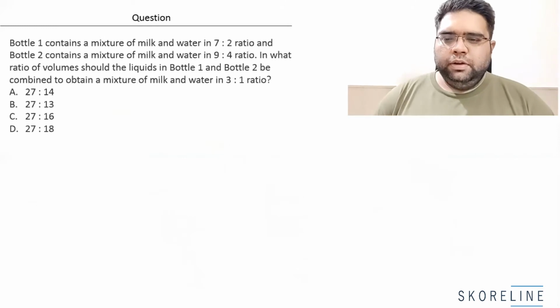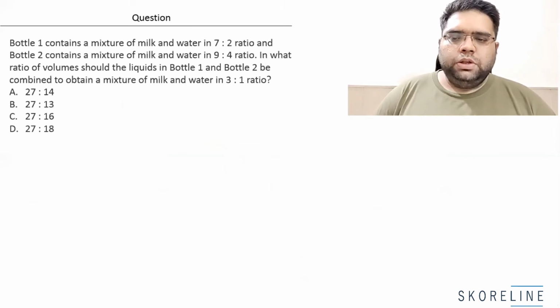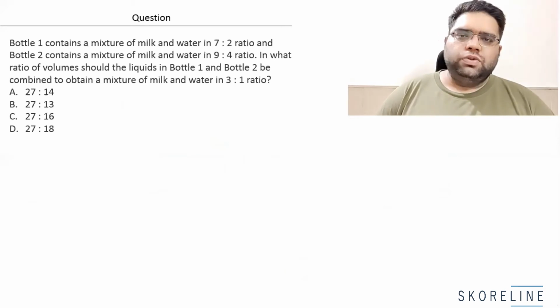See, bottle 1 contains a mixture of milk and water in 7:2 ratio. Bottle 2 contains a mixture of milk and water in 9:4 ratio. In what ratio of the volume should the liquids in bottle 1 and bottle 2 be combined to obtain a mixture of milk and water in 3:1 ratio?